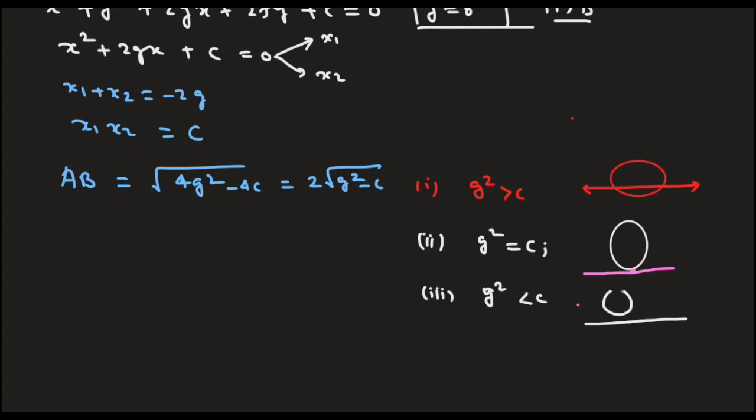So the circle will be either above or below the x-axis. That means the circle is never cutting or touching the x-axis. Okay, now these things will happen. Now the same things we apply for the y coordinate.